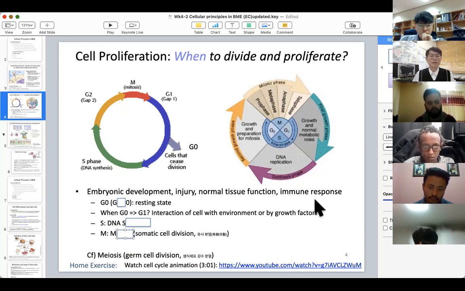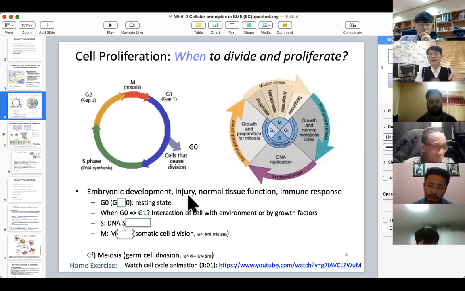First is the growth phase, where you need to grow the cell. That's gap 0, growth and normal metabolism, and then DNA replication, the S phase. Then you have a gap before mitosis, to grow and prepare for mitosis. And then you have mitosis. The question is when this division happens. Of course, when we are embryos, we keep doing this because we grow fast. But now we are adults, right?